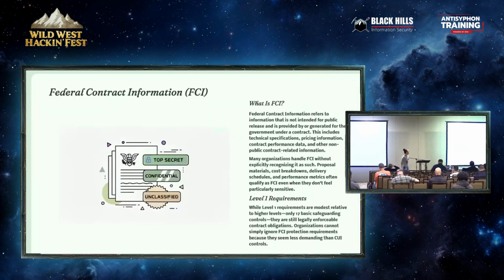So what is FCI? Federal contract information is pretty much exactly what it says it is. Provided or generated for the government under a contract. This is your technical specifications, pricing information, contract performance data, and other non-public contract-related information. So not just the contract itself. Very important here. Many organizations handle FCI without recognizing it. So look at that list there of things. Proposal materials, cost breakdowns, even if they don't feel sensitive, are considered FCI and should be protected at that level 1 requirement.